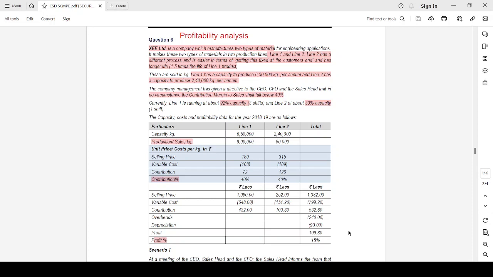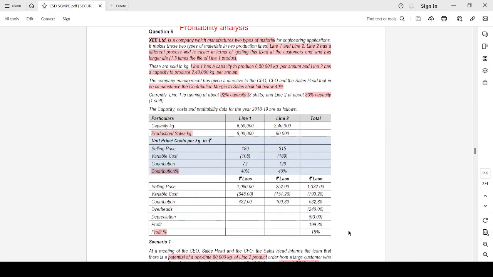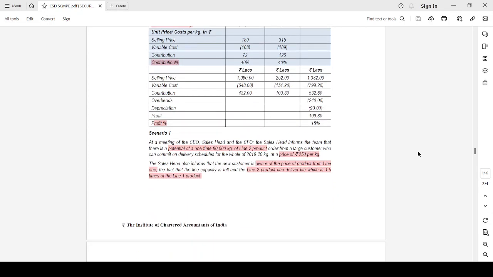The management is very strict that the contribution to sales margin should not fall below 40%. Currently line 1 is running at 92% capacity and line 2 is at 33% capacity, which means, with capacities of 6,50,000 and 2,40,000, line 1 is now producing 6 lakh units, which is 92% capacity, and line 2 is producing 80,000 units, which is 33% capacity. They have given the unit cost and unit contribution percentage. You can see it is 40%, and the profit percentage is 15. Till now we are not given any information regarding the profit to be maintained or not.